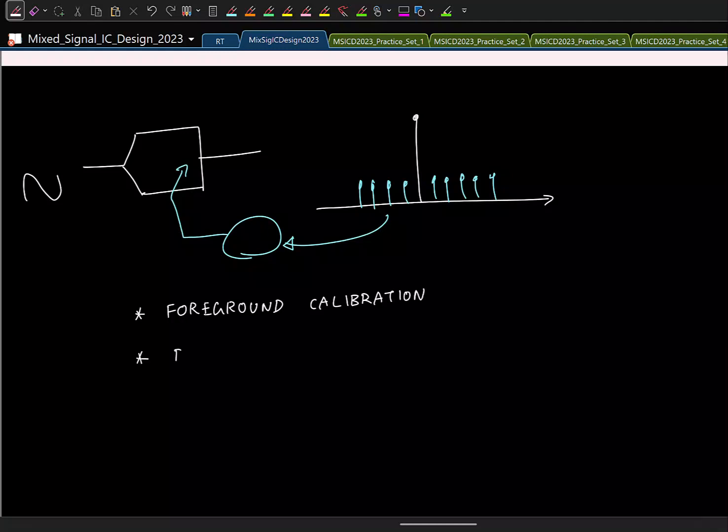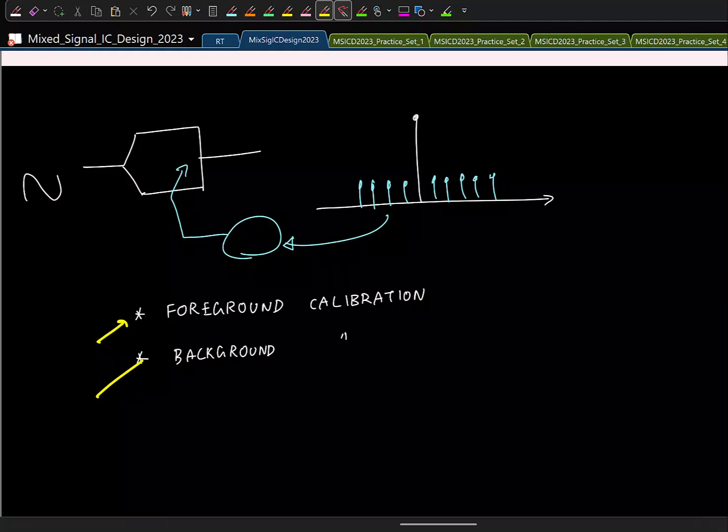And a better thing to do is what is called background calibration, wherein you don't affect the normal operation of the ADC, but do the calibration in the background and correct for all non-idealities. So this is what is usually preferred. And this is better because in case there is a change in the temperature or voltage, if you want to track any changes, this background calibration will take care.